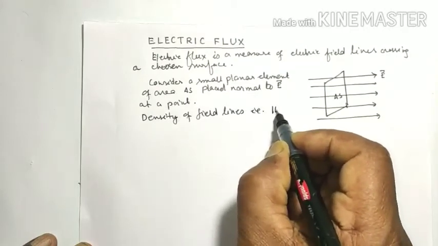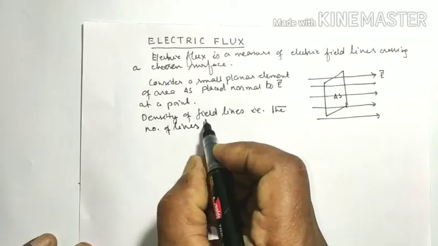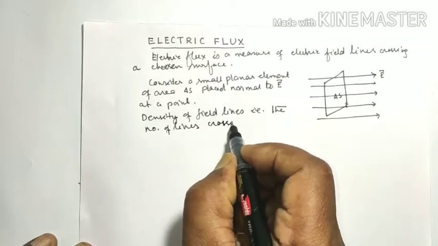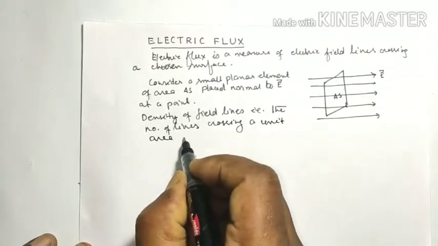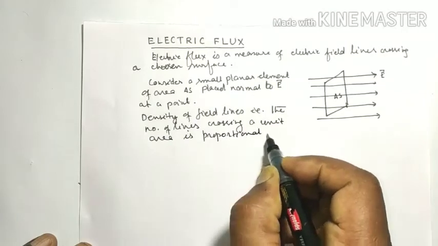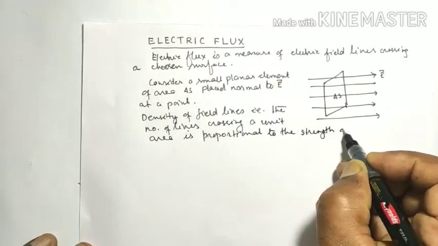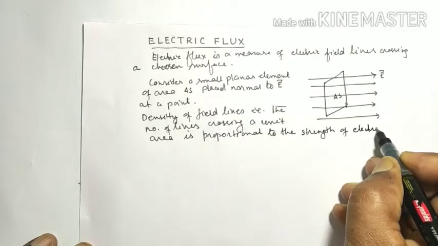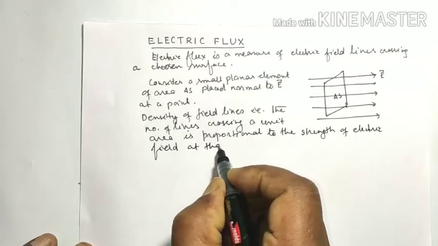that is the number of lines crossing a unit area is proportional to the strength of electric field at that point.